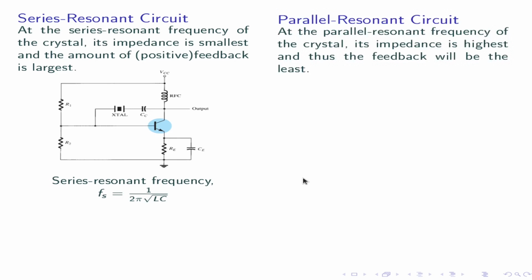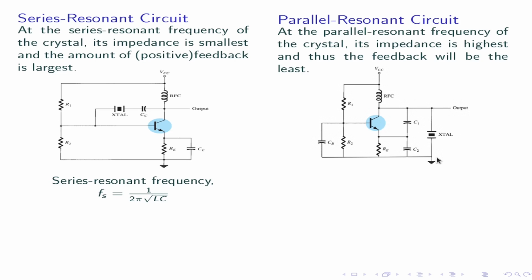Parallel resonance circuit. At the parallel resonant frequency of the crystal, its impedance is highest and thus feedback will be the least. Thus, the crystal is connected at the output. It is almost similar to our Colpitts oscillator. The parallel resonant frequency Fp is 1 by 2 pi root L into C Cm by C plus Cm.